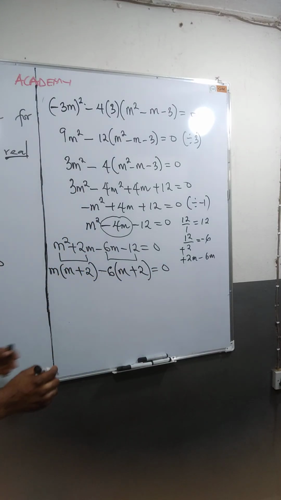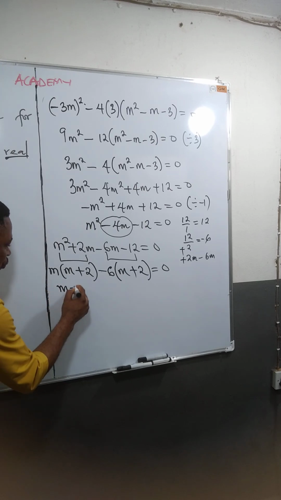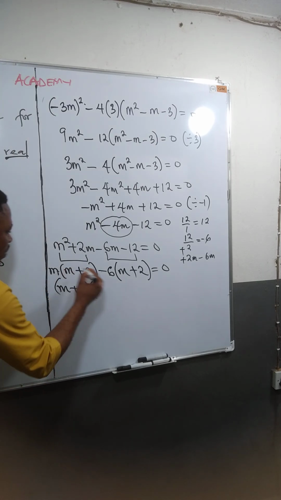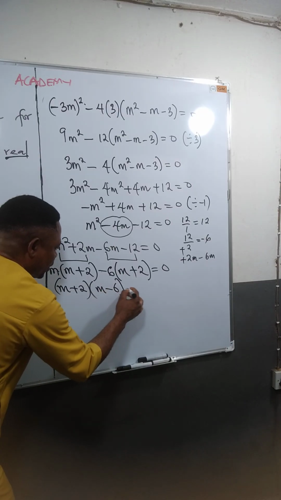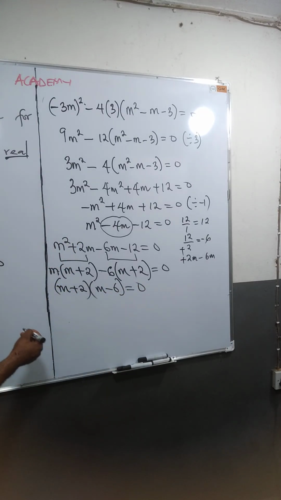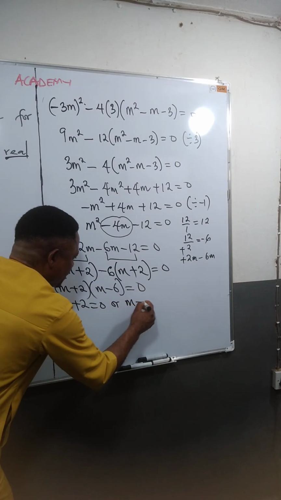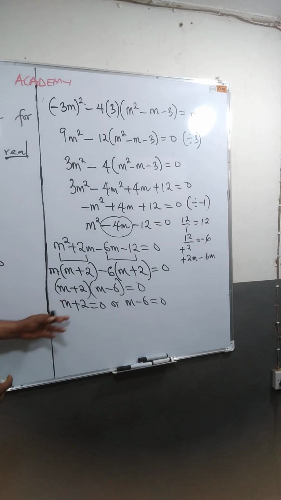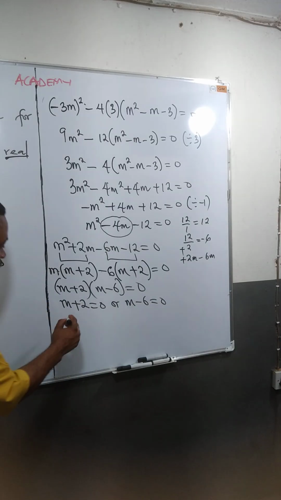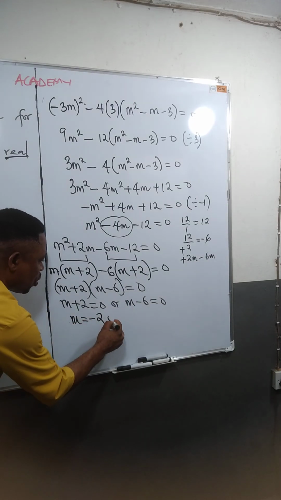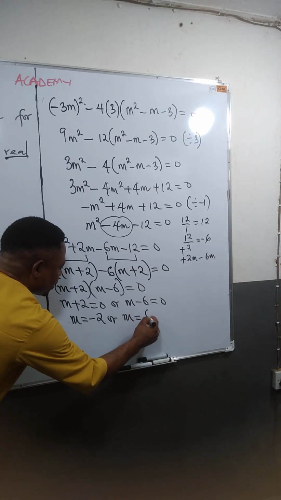Can you observe they are the same thing? The law says you pick one. Can I just say m plus 2 in bracket, followed by m minus 6 in bracket? Everything should be equal to 0. Then what do we say? m plus 2 is 0 or m minus 6 is also 0. Wow, we've already gotten the value of m. So here m should be minus 2, or here m should be 6.